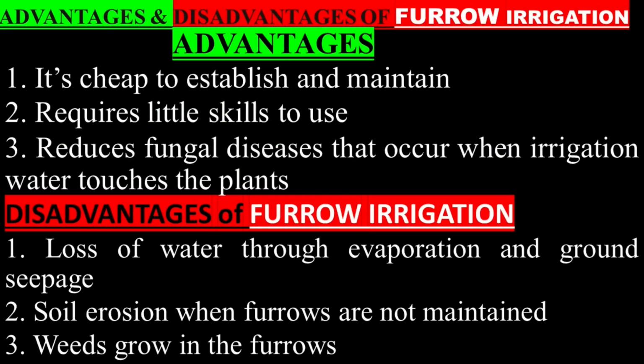Advantages of furrow irrigation. It's cheap to establish and maintain. Requires little skills to use. Reduces fungal diseases that occur when irrigation water touches the plants.